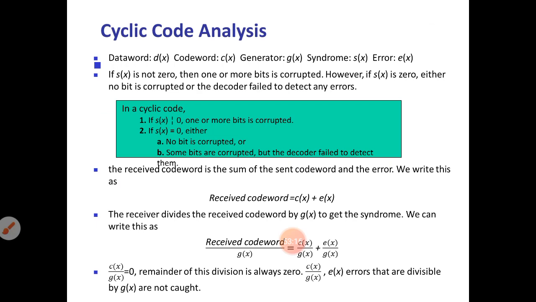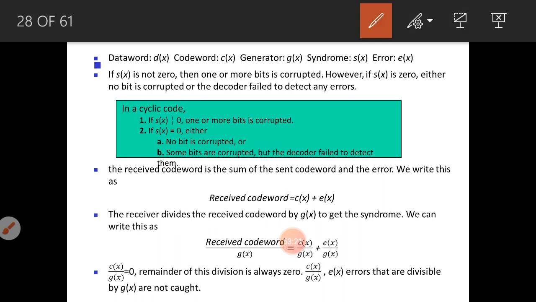So in cyclic code analysis, what do we need to do here? They have taken the data word as d of x, the code word as c of x, and the generator as g of x. Generator is nothing but the divisor. The syndrome value is s of x, and the error is e of x. So in the polynomial form, in the form of functions, they have represented the data word as d of x, code word as c of x, generator, that is the divisor, g of x, syndrome as s of x, and error as e of x.